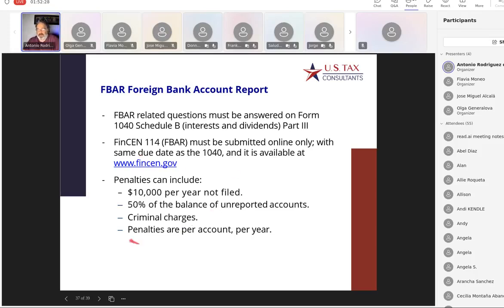Well, here the penalties include 10,000 per year not filed, 50% of the balance of the reported accounts. Well, don't worry, criminal charges and so on.